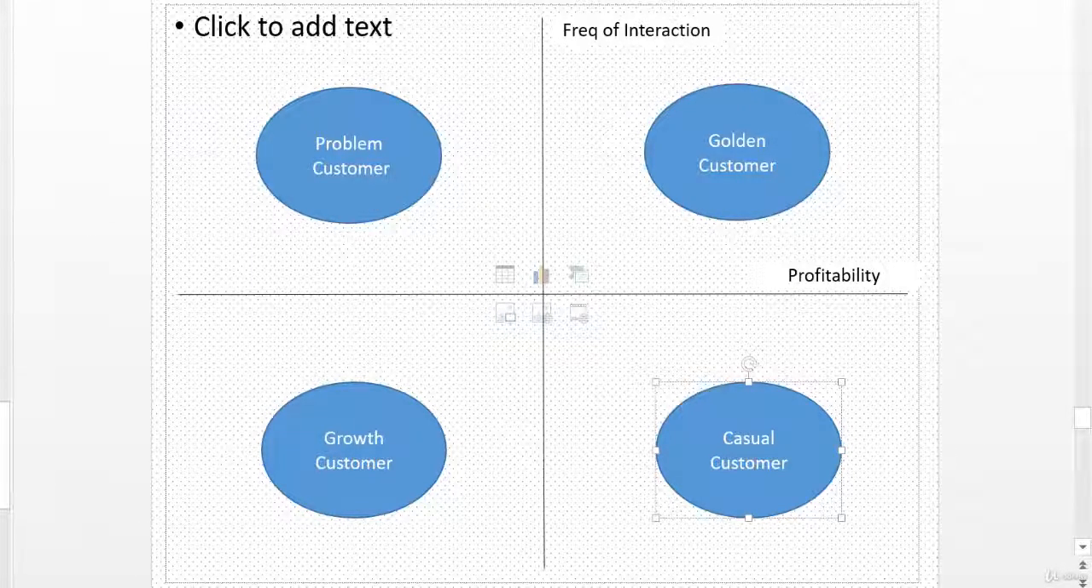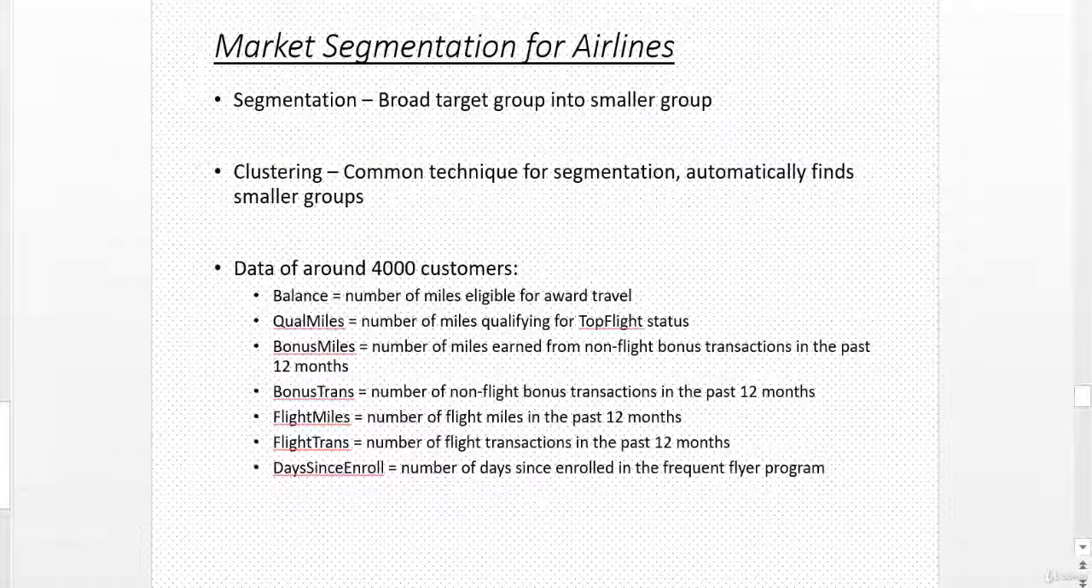So based on the frequency of interaction and profitability, I could categorize the customers into four quadrants or four clusters. Similarly, using this exercise, I would be able to segment a broad target group into smaller groups, and then accordingly devise strategy for each group, so that each group feels a kind of specialization, or feels that a message or offer is personalized only for them.